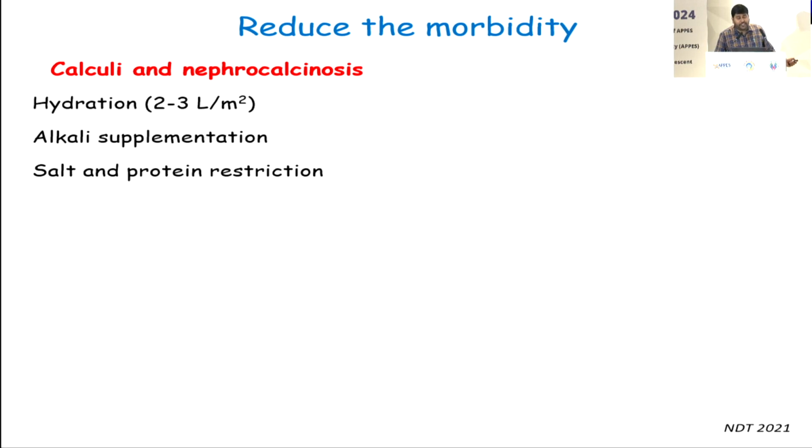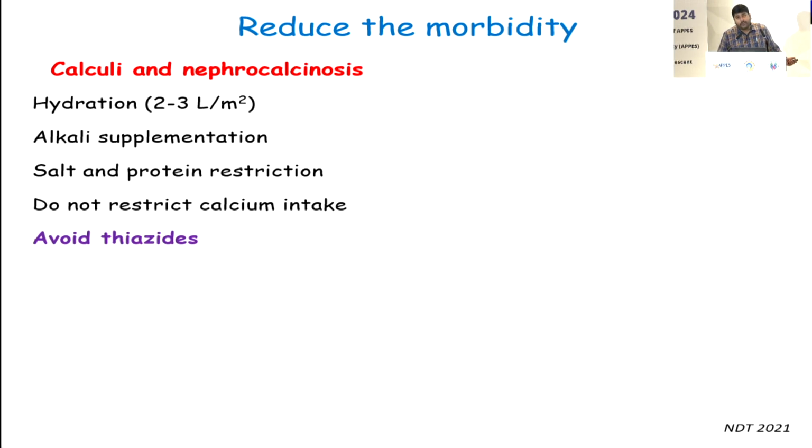Salt and protein restriction should be done so that hypercalciuria can be taken care of. Never restrict calcium intake, as Sarah has already mentioned that the acidotic state is the reason for the nephrocalcinosis and hypercalciuria. Once the acidosis is being taken care of, calcium will start remaining normal. If you restrict calcium, further calcium will be released from the bone to increase the serum calcium, and that will result in a negative outcome.